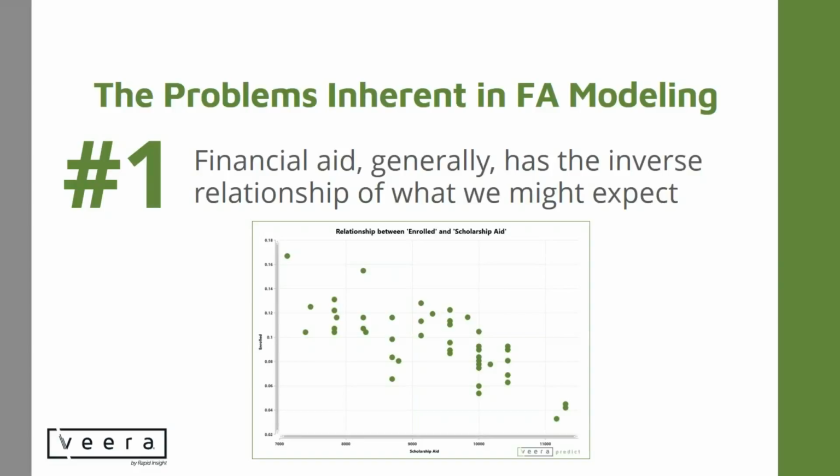And so you'll see a relationship like you see here, where as scholarship aid increases, we see decreases in enrollment yield. And what that is telling us is that if we offer more money to students, we're going to see less of them enroll, which really isn't very intuitive and not really the underlying factor. So that's something that we'll look at and how we can address that today.